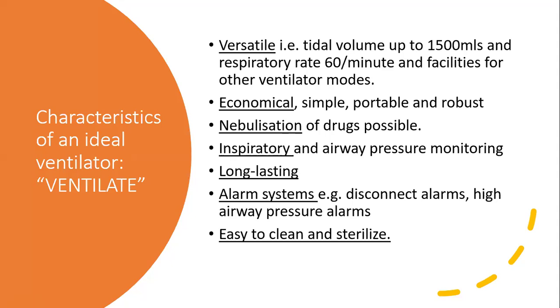All right, so let's look at the characteristics of an ideal ventilator. It must be versatile. What it means is that it should be able to ventilate to a tidal volume of 1.5 liters, give a respiratory rate as high as 60 cycles per minute, and have facilities for different kinds of modes. It should be economical, you don't want to keep replacing ventilators all the time, and it should be able to nebulize. We had a patient with status asthmaticus, so a ventilator that has a facility for nebulization will be very useful.